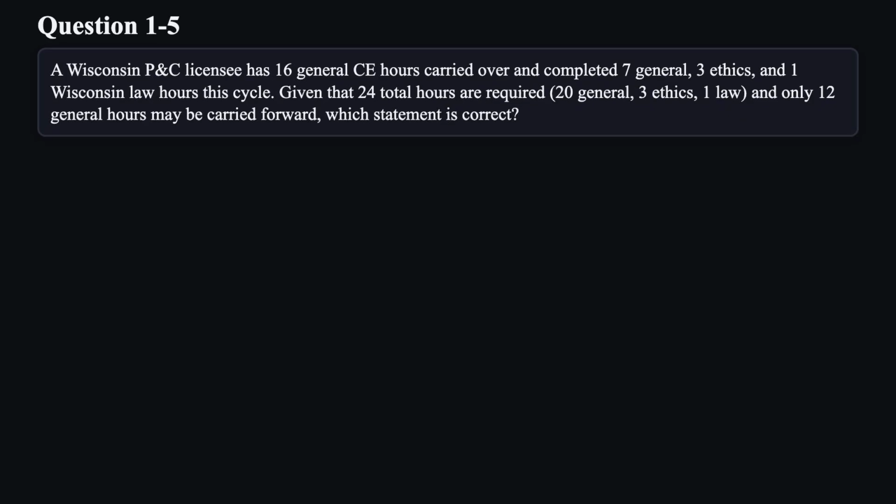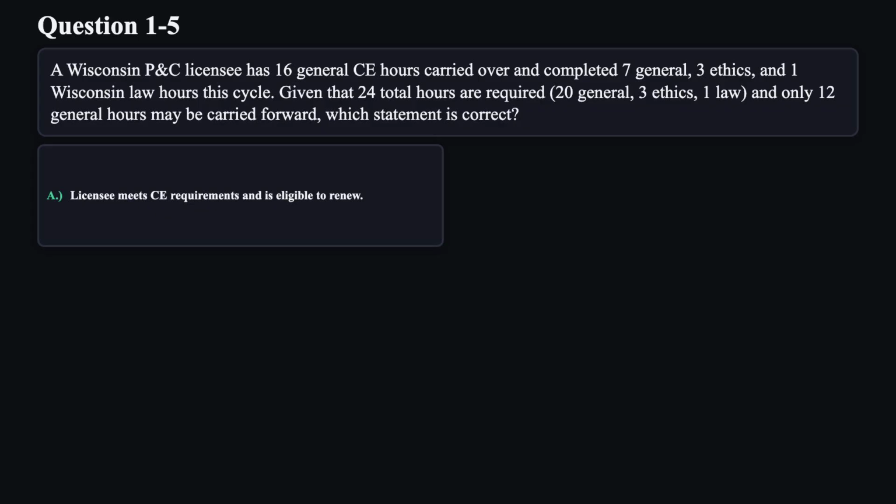Question 5. A Wisconsin P&C licensee has 16 general CE hours carried over and completed 7 general, 3 ethics, and 1 Wisconsin law hours this cycle. Given that 24 total hours are required, 20 general, 3 ethics, 1 law, and only 12 general hours may be carried forward, which statement is correct?